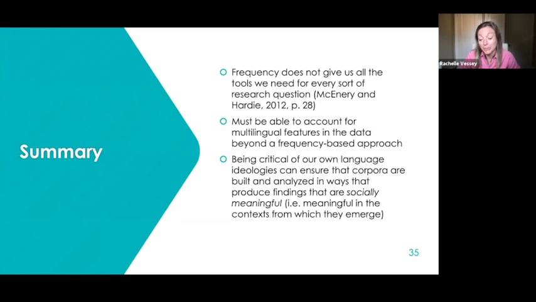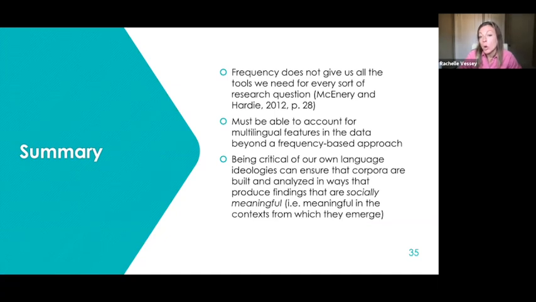And I'm sure that people don't do this, but it is easy to do the more that corpus linguistics methods have been applied, broadly speaking, without accounting for the recent developments in applied and sociolinguistics with relation to superdiversity and translanguaging. So in order to keep on par with developments in the field more broadly, we have to be able to account for multilingual features in data beyond a frequency-based approach.